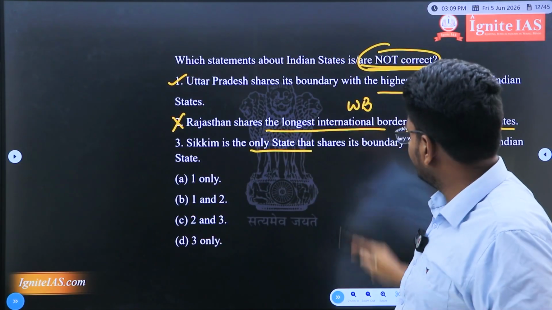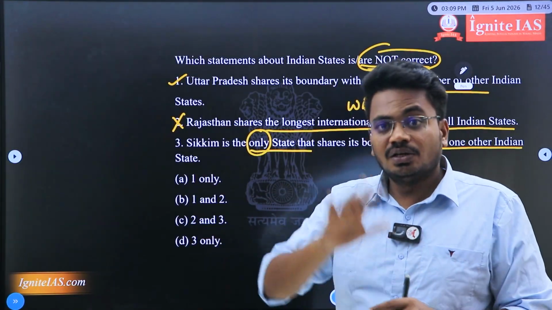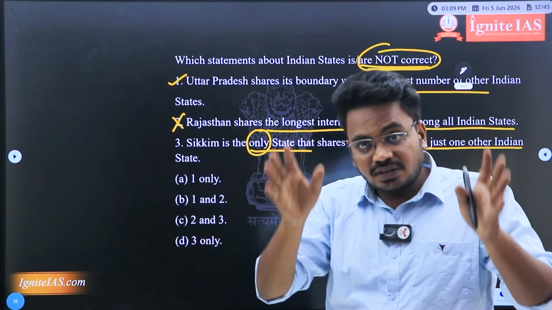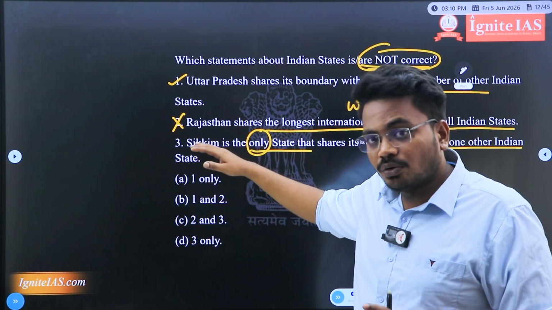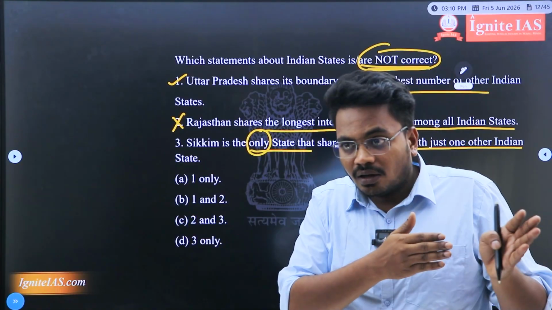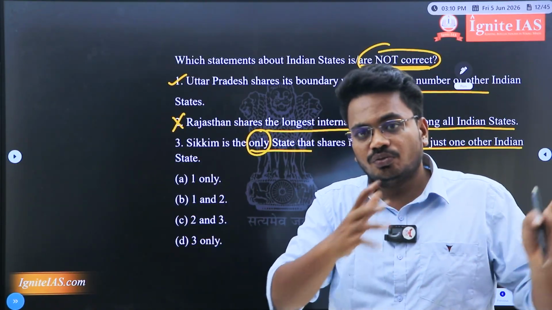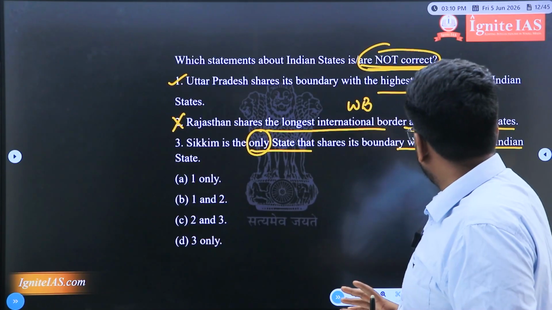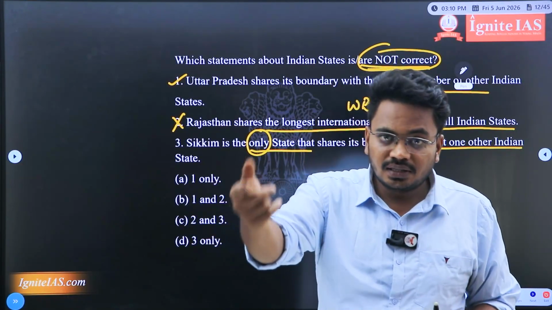Sikkim is the only state that shares its boundary with just one other Indian state. No. Whenever there is an extreme word like only, obviously by default you can eliminate it, but still you shouldn't go by those methods. Sometimes, out of 10 statements nowadays, 5 to 6 statements are becoming right. So keep that in mind. The probability of the statement being wrong is there, but it is not 100%. Don't go by elimination techniques when statements have extreme words like only. In earlier days it used to be the wrong statement, but now we need to be somewhat careful. Sikkim is the only state that shares a boundary with just one other Indian state. No, we have one more state, right? That is Tripura. Tripura also shares its boundary with another state.